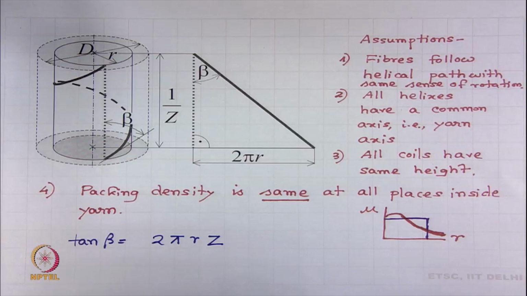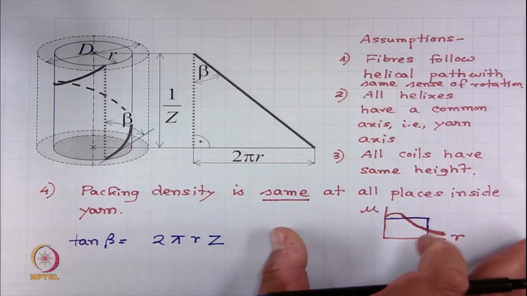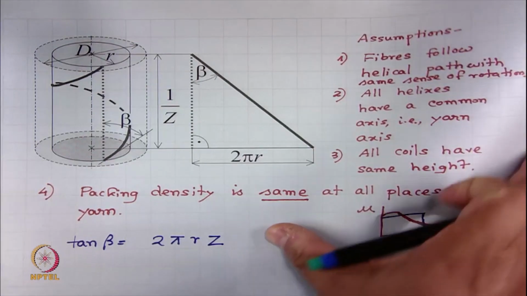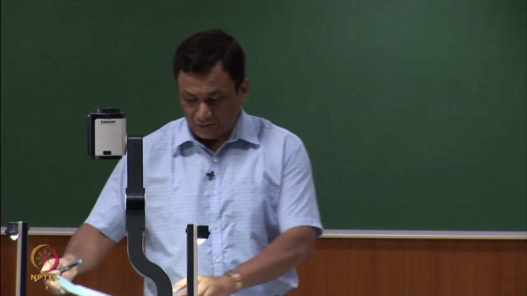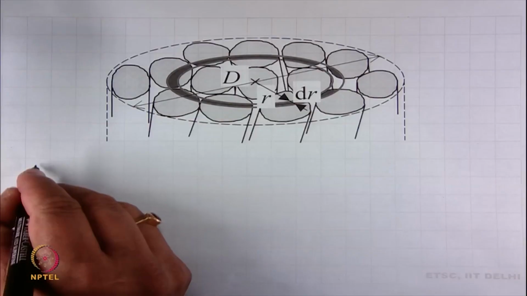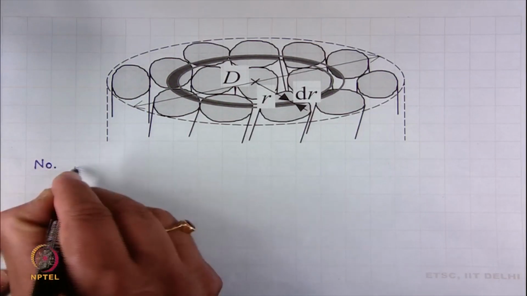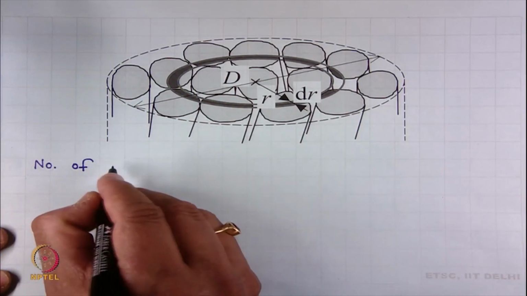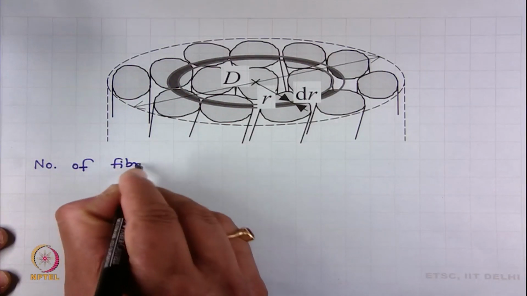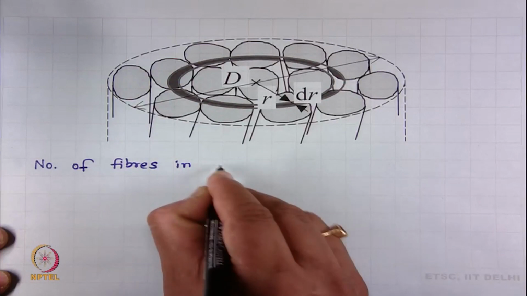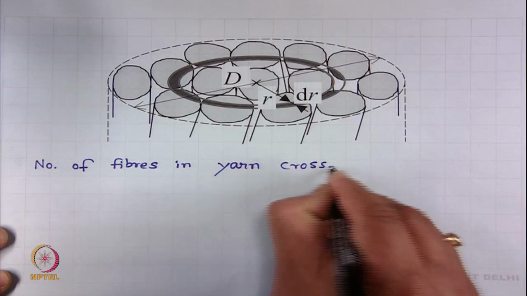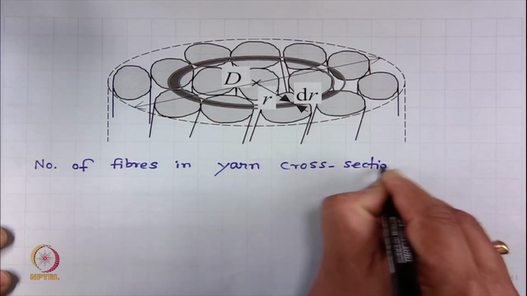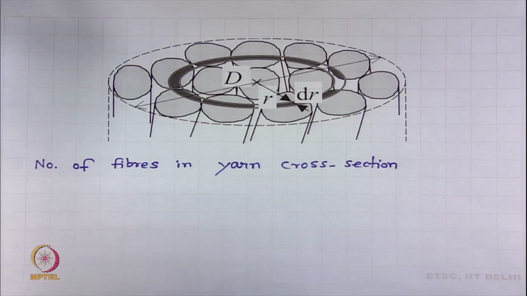Now, we will find out the number of fibers present in the yarn cross section. So, our aim is to determine a relation which will predict the number of fibers in the yarn cross section. You will ask me, what is the need to predict?